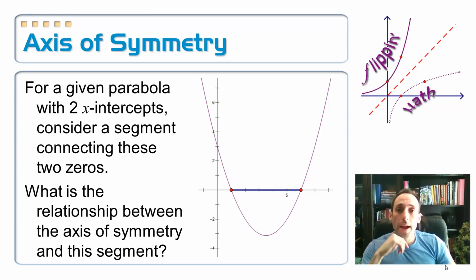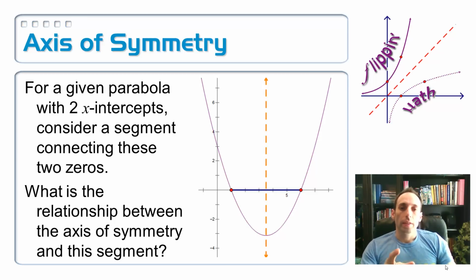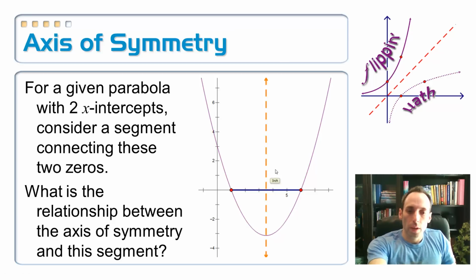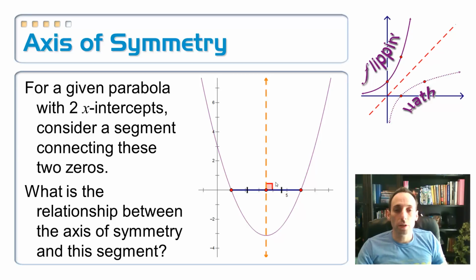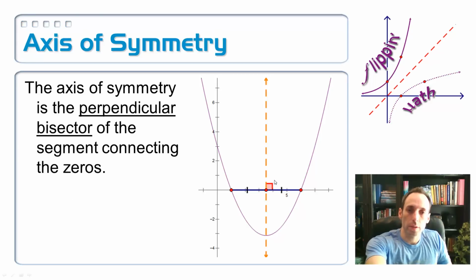If I put in the axis of symmetry, this is basically the same thing you did in your little folding activity here. That axis of symmetry, the orange line, bisects that blue segment, the segment that connects the two x-intercepts. It's a perpendicular bisector of it. So not only does it go through the midpoint, but it makes a right angle. And this is a handy piece of information here because it's the perpendicular bisector. So this point is the midpoint.